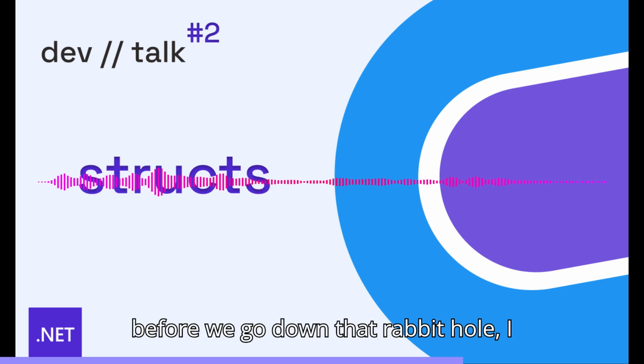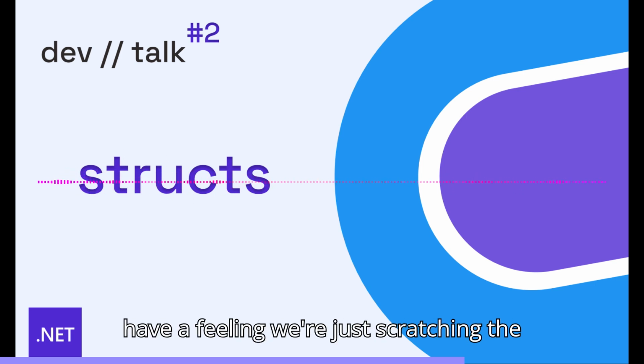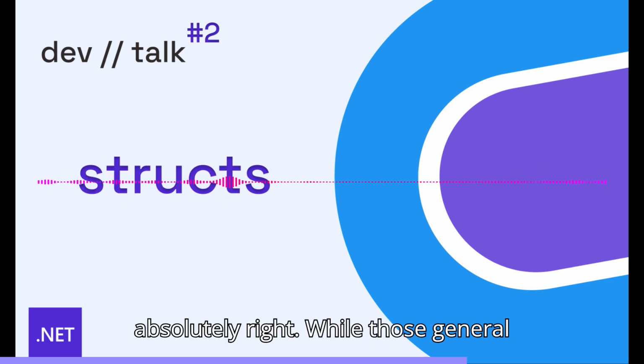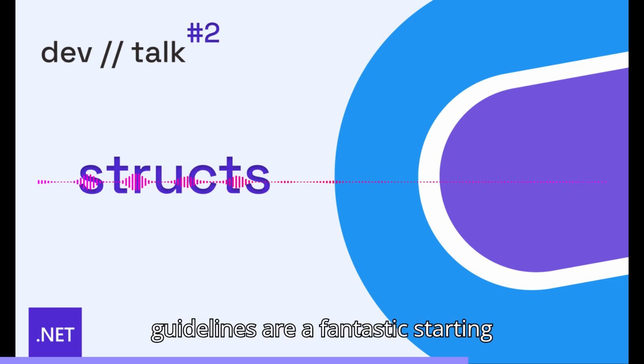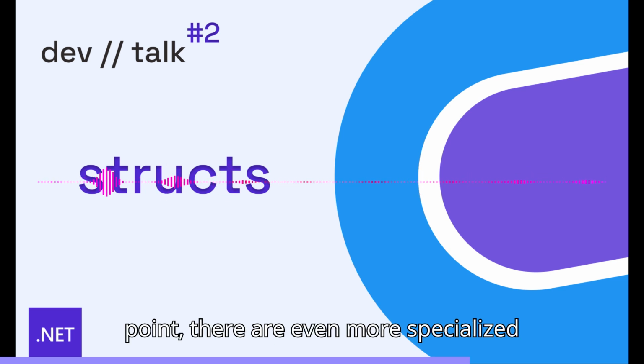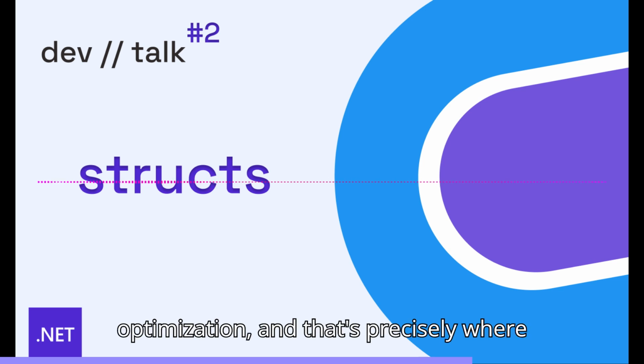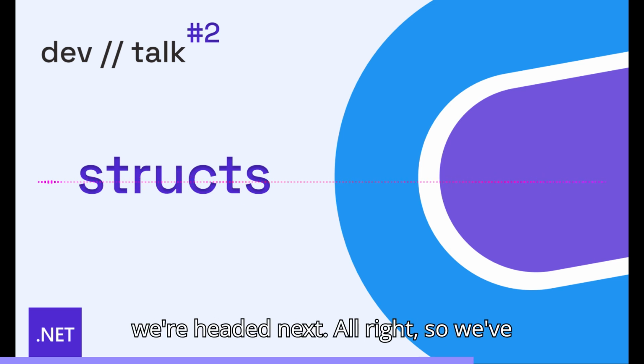But before we go down that rabbit hole, I have a feeling we're just scratching the surface of high-performance coding. There's got to be more, right? You're absolutely right. While those general guidelines are a fantastic starting point, there are even more specialized techniques for those who want to go deeper into the world of performance optimization. And that's precisely where we're headed next.